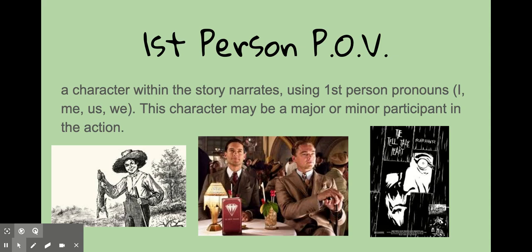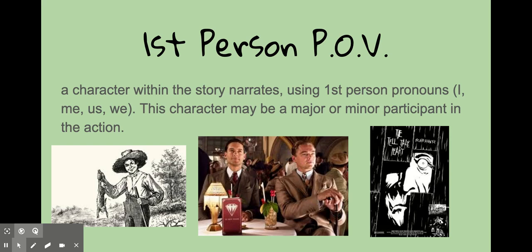They are a character. They are taking part in the action. They use pronouns I, me, us, we. We know that they're participating in the story, and they're telling us what's going on as it's happening to them or as it happened to them. Huck Finn is a very famous first-person narrator, Adventures of Huckleberry Finn. The Telltale Heart, that Edgar Allan Poe story that I was telling you about earlier, is also a very famous first-person narrator. And you have to be careful because first-person narrators could be unreliable.